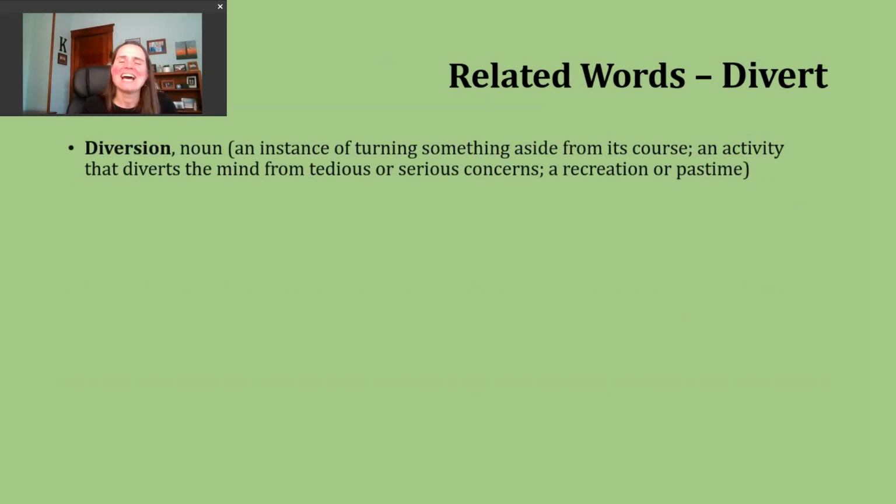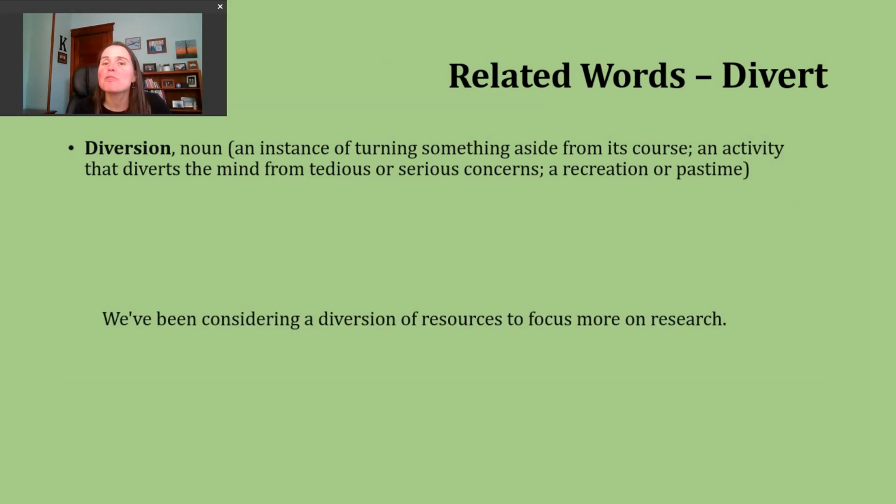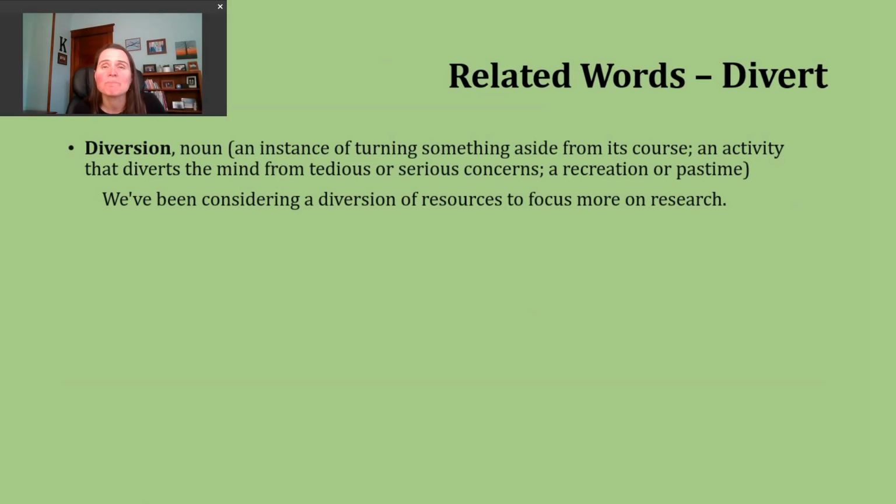Now, let's spend a moment looking at some words that are related to our verb divert. The first word we're going to discuss is the noun form of this word. The noun is pronounced diversion. This can have a couple different meanings. It could refer to an instance of turning something aside from its course. An example of this might be, we've been considering a diversion of resources to focus more on research. So here, someone's maybe talking about we're going to take funds from X and apply it to research activities.